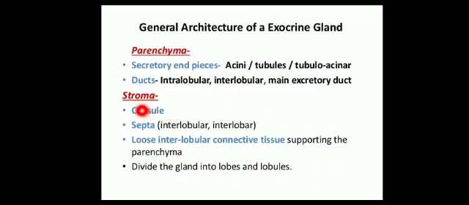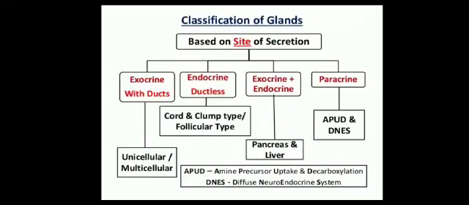Stroma is the connective tissue, which is the capsule, septa, and loose interlobar connective tissue supporting the parenchyma. It also divides the gland into lobes and lobules.